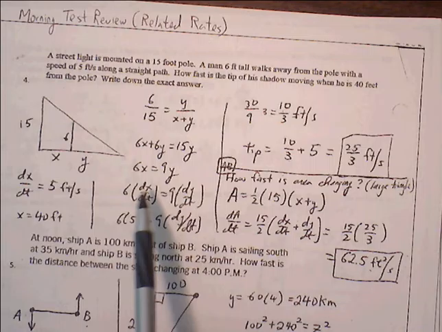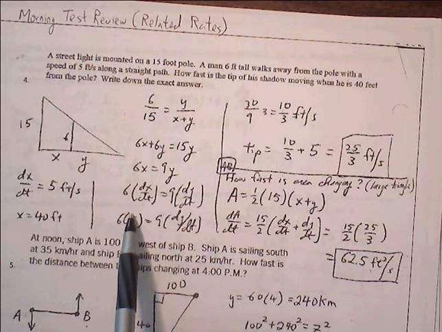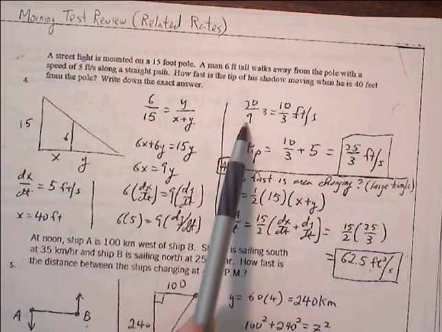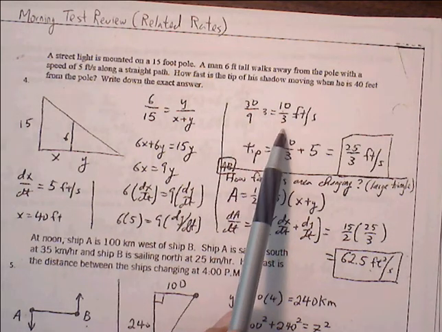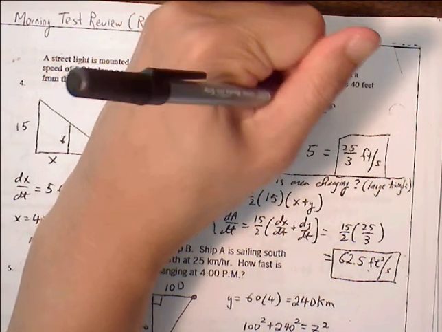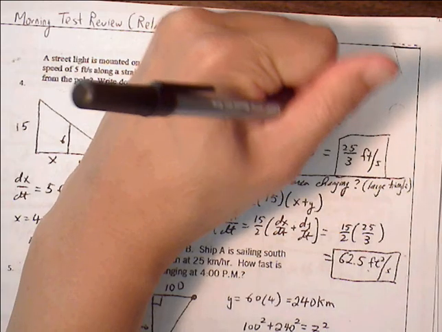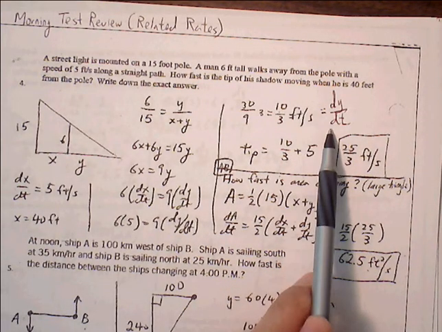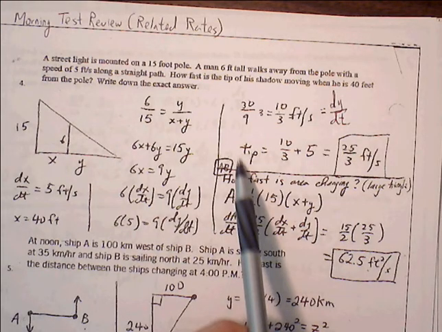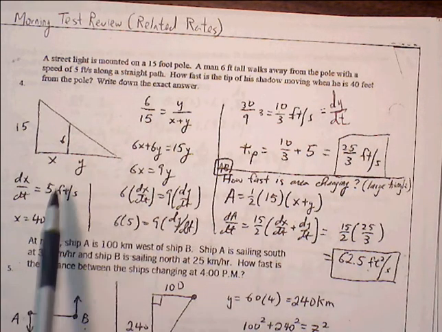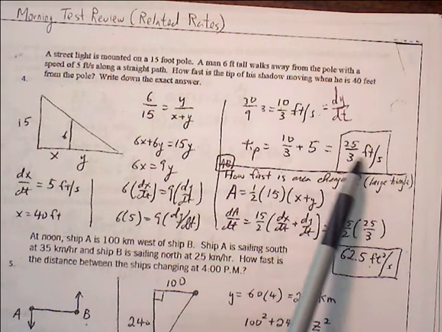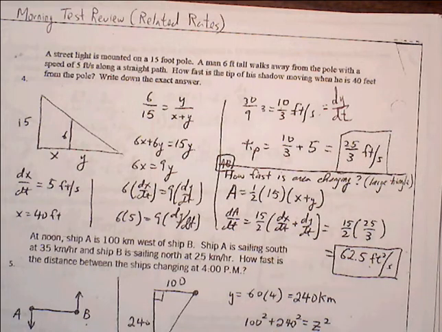So if we replace dx/dt with 5, we can then solve for dy/dt. Divide both sides by 9, so 30 over 9 reduces to 10 over 3. So dy/dt is 10 over 3 feet per second. So we have the rate of change of the length of the shadow, and the rate of change of the tip of the shadow is the sum of the two rates. So dx/dt plus dy/dt, 5 plus 10 thirds, is the rate of change of the tip of the shadow, which is 25 over 3.